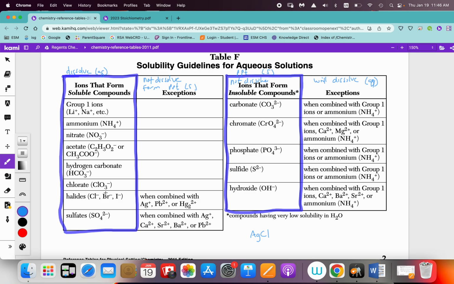That means I need to find Cl in one of the blue columns. I'm looking down this one. Oops, here is the Cl. So here's the thing: Cl, because it's in this first column, it dissolves. So I'm just going to write dissolve.